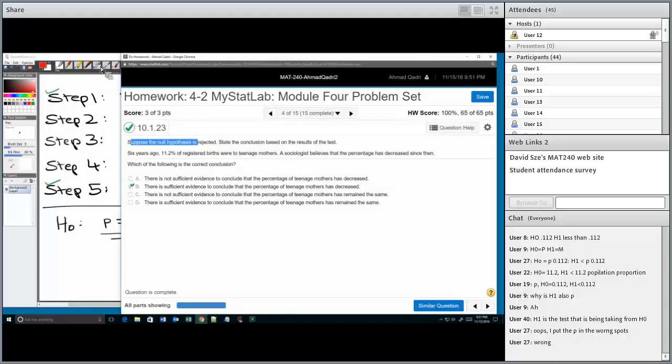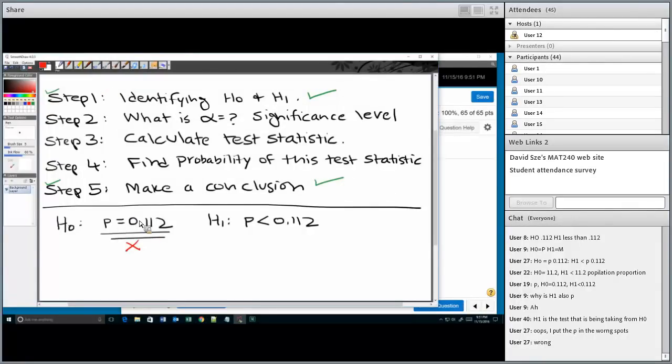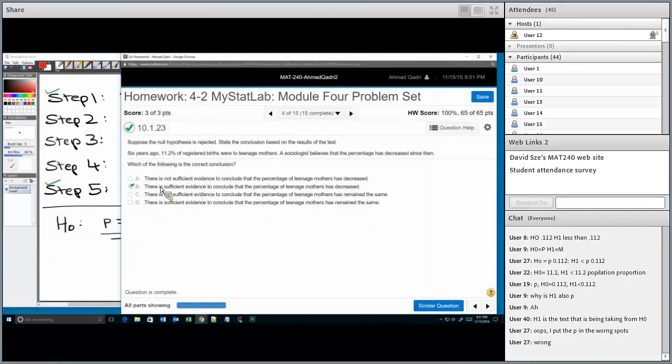Remember, you rejected the null hypothesis. You rejected this hypothesis in favor of this hypothesis. So in effect, you're saying that the proportion has decreased from 11.2%, right? Which is why this is the correct conclusion. There is sufficient evidence to conclude that the percentage of teenage mothers has decreased.